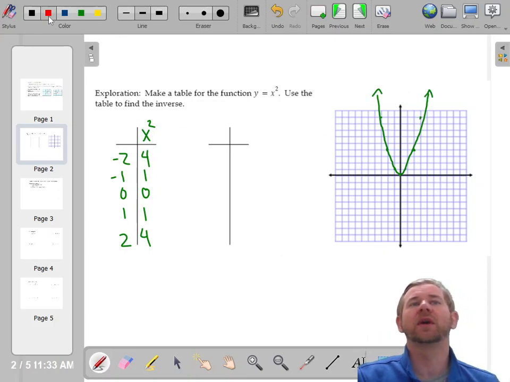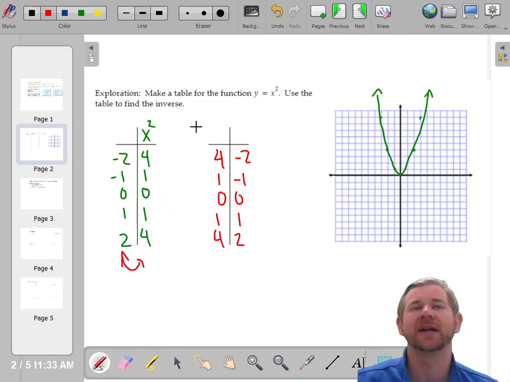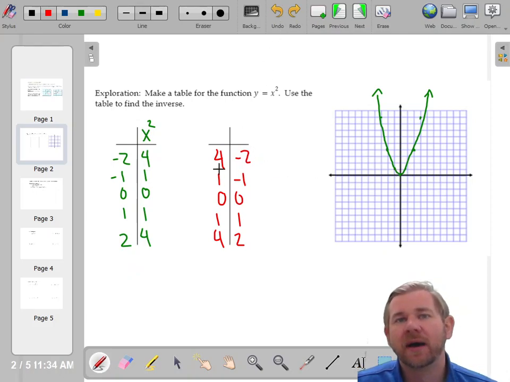But now we're going to flip this, and we're going to look and see what we get. We get 4, negative 2, 1, negative 1, 0, 0, 1, 1, and 4, 2. If I flip my x's and my y's, so my x's become my y's, we have a different function here. 4, negative 2, 1, negative 1, 0, 0, 1, 1, and then 4, 2.